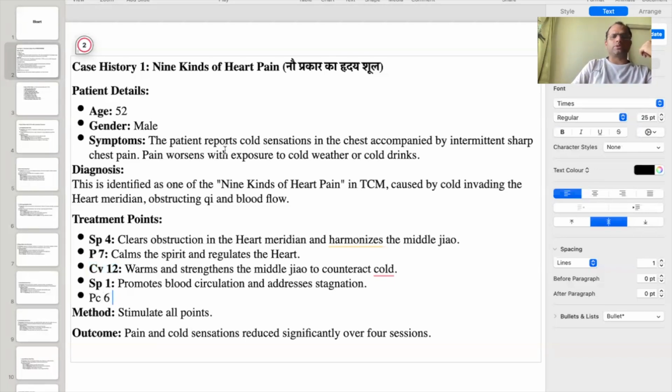Because this person is having a cold feeling, a sensation of cold, and it's increasing with the cold weather and cold drinks. So we will be stimulating the CV12. CV12 is the meeting point of all yang meridians.